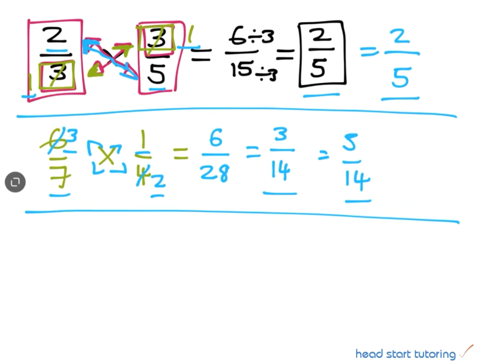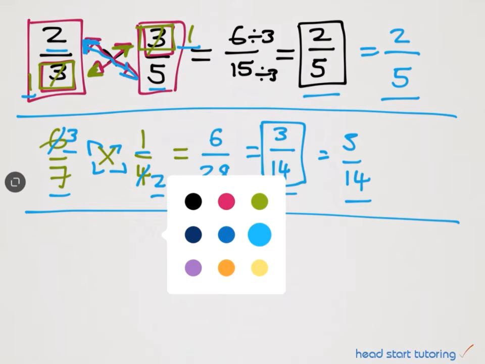So if cross-cancelling looks quite easy to you, then please use that. If it looks a little bit complicated for now, then you can just times your numerators times your denominators, but then you must make sure that you simplify your answer because you might get part marks taken off if you leave your answer unsimplified. So in time, you do need to get used to cross-cancelling because it helps you hugely with your simplifying at the end.